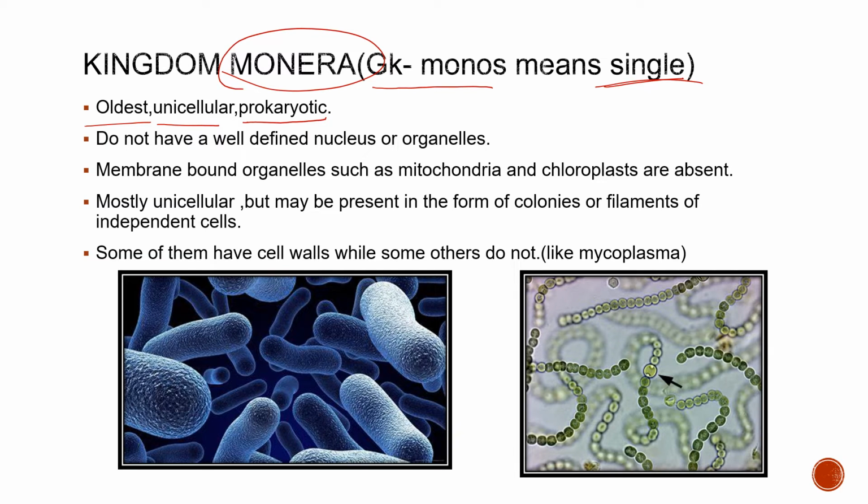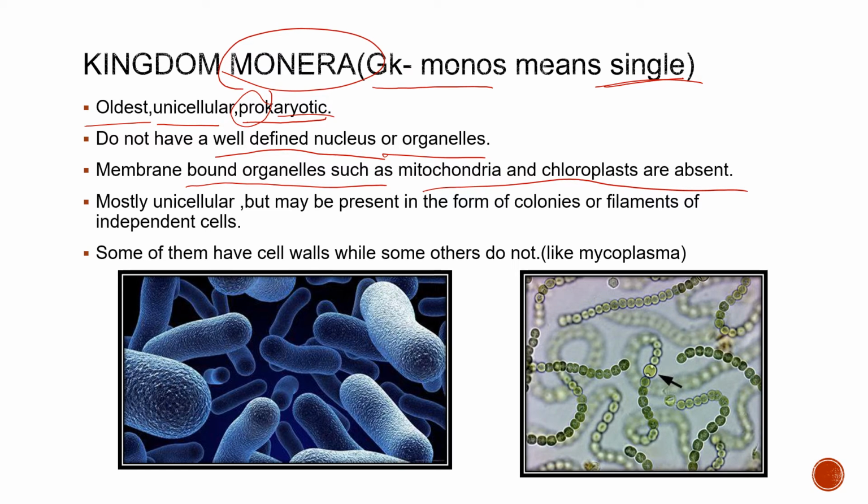So these are prokaryotes. So what does the term prokaryotic mean? This term prokaryotic means that they are primitive, and karyon means nucleus. That is, they are primitive and they don't have a well-defined nucleus. Is it clear? So the nucleus and the organelles are not at all well-defined. The nuclear organelles and all are not well-defined. And membrane-bound organelles such as mitochondria and chloroplasts are absent in this group of organisms like Monera.